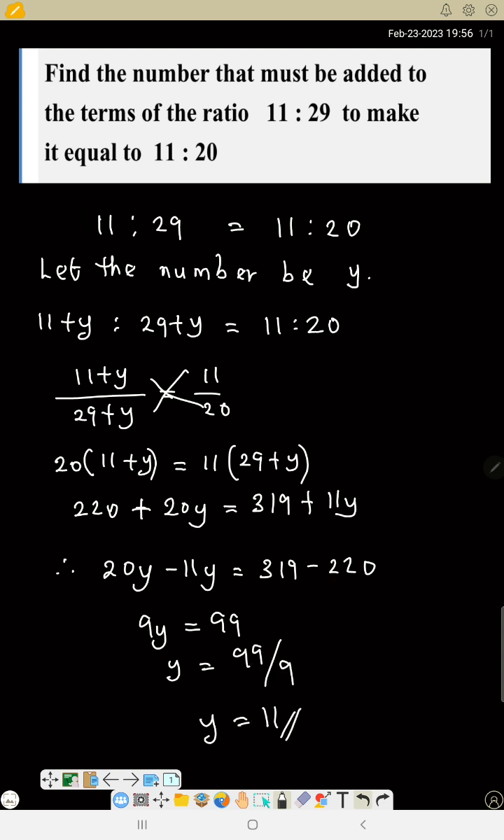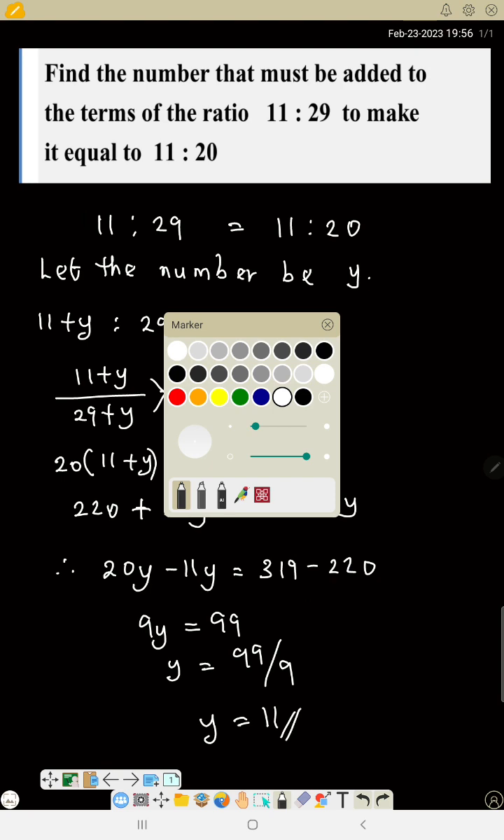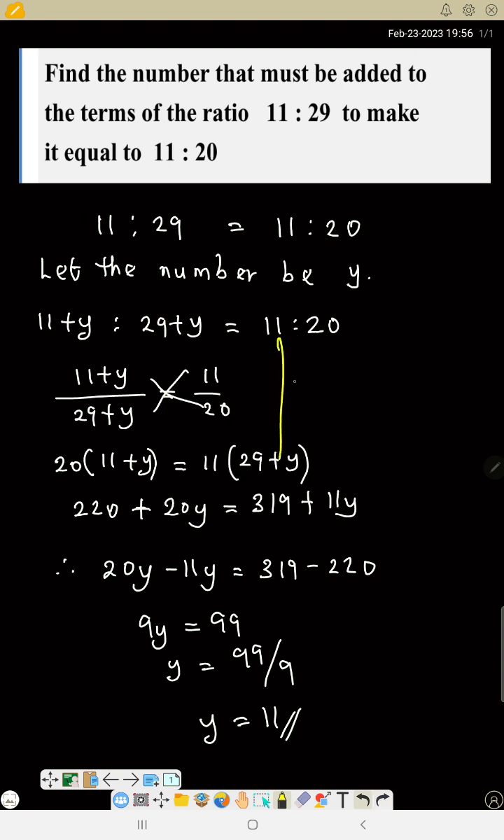y equals 11. So that means the number that must be added to each term of this ratio to change it to this is 11. Let's confirm that. I have 11 ratio 29 before. So now 11 plus 11, since the number that I'm adding is 11, ratio 29 plus 11. 11 plus 11 is 22. 29 plus 11 is 40.